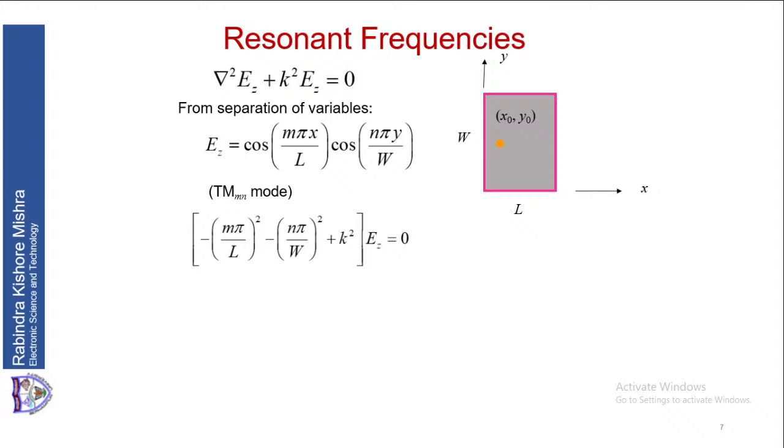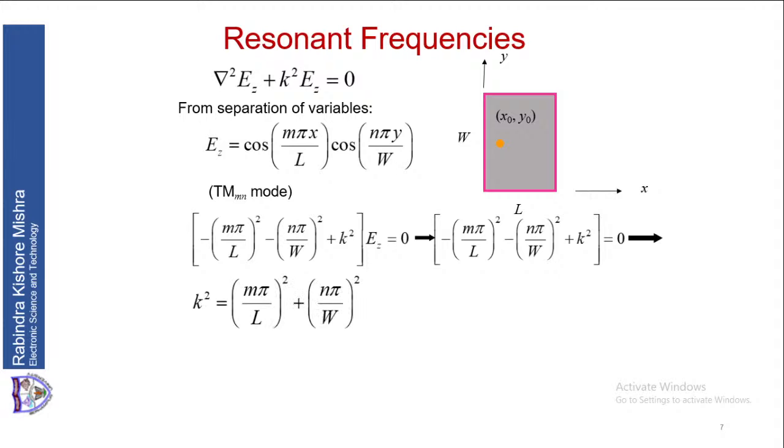Ez is not equal to 0. Therefore, minus m pi by L square minus n pi by W square plus k square will be equal to 0. That gives us k square is equal to m pi by L square plus n pi by W square. Now for k we can use k equal to omega root over mu 0 epsilon 0 into mu r epsilon r. For most of the dielectrics, mu r is equal to 1.